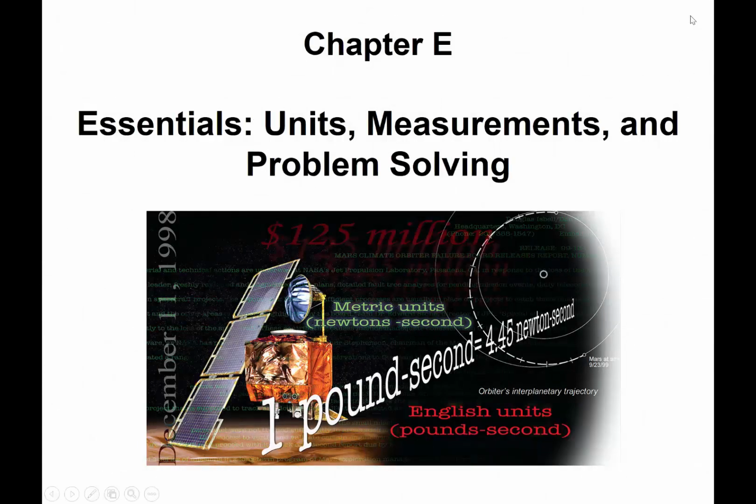Okay, so here we go. The first chapter is called Chapter E, not even Chapter 1. It provides you with a background for science. You need to learn how to deal with data, and data is all over chemistry. And so this first chapter is called Units, Measurement, and Problem Solving.